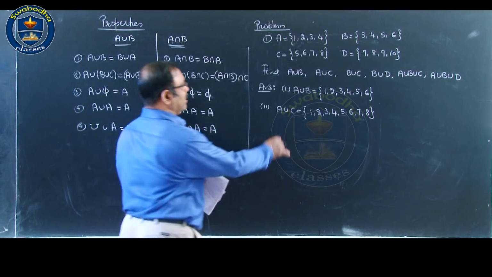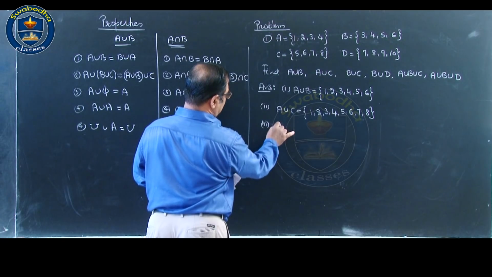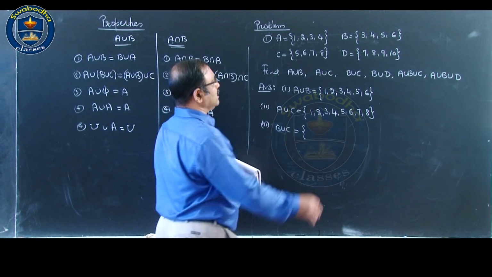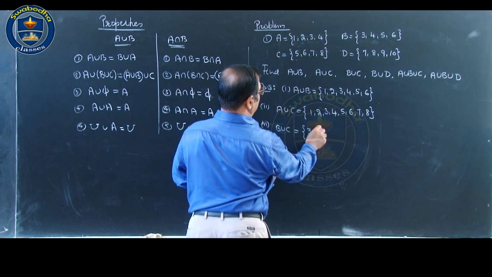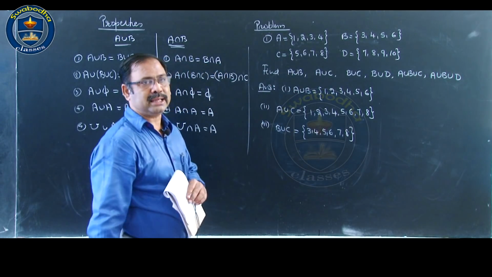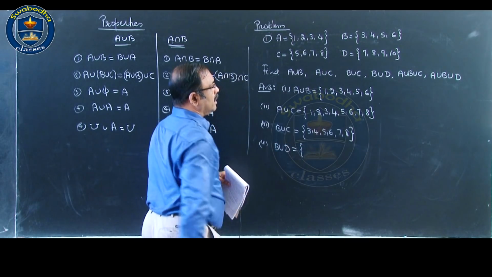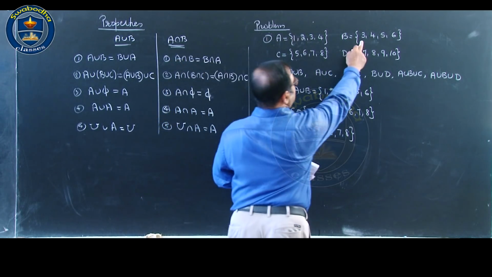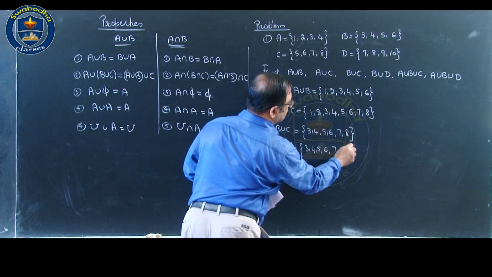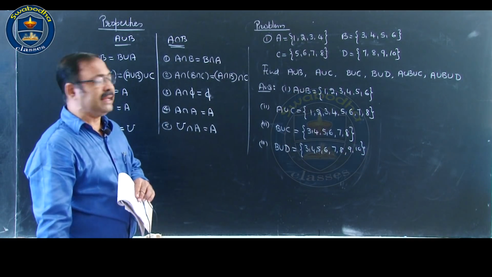Okay, then we write B union C. 3 4 is not there in C, 5 6 is common, so this is B union C. Then we write B union D. B is 3 4 5 6 and D is 7 8 9 10. So B union D is 3 4 5 6 7 8 9 10.